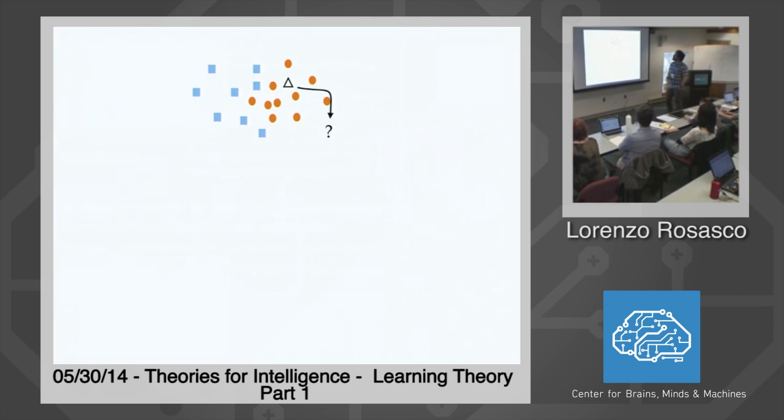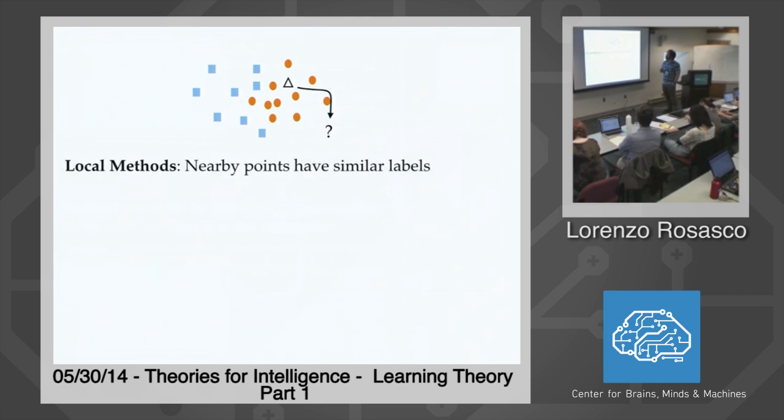As simple as it might seem, this is actually a pretty nice algorithm that works in a lot of situations. It is based on this very simple intuition: the nearby point should have the same label. Okay? And there is a large class of methods, and you'll see that as simple as it is, this is actually a good building block to build more complicated solutions.